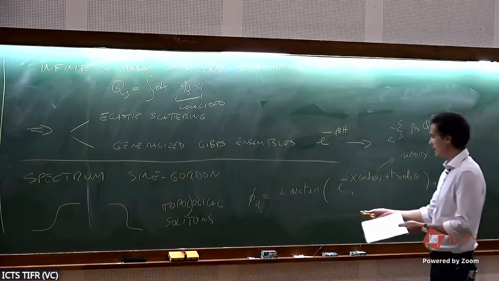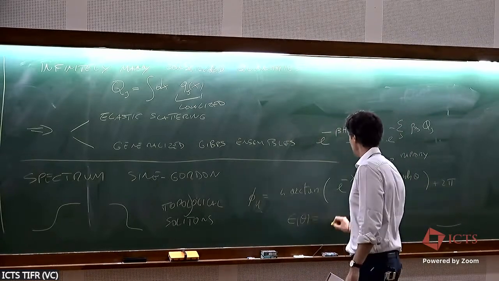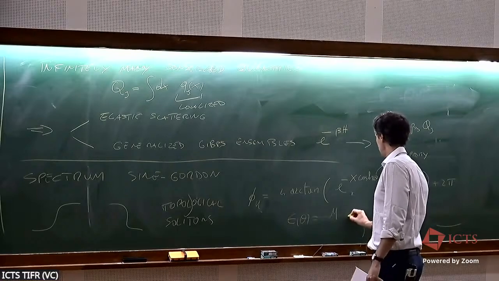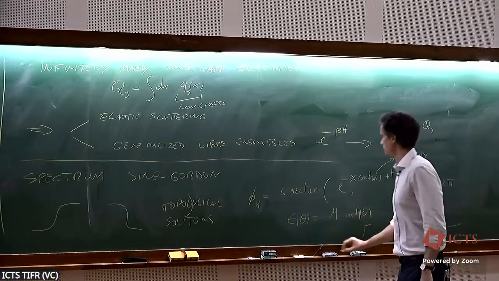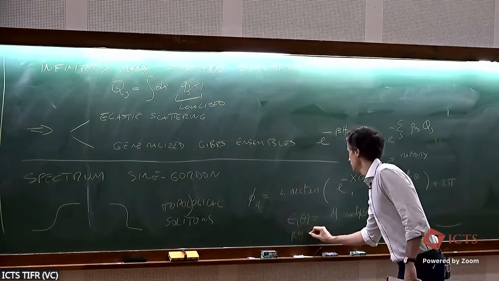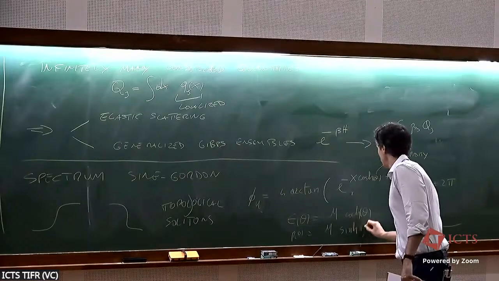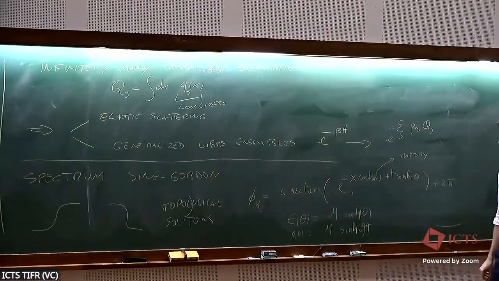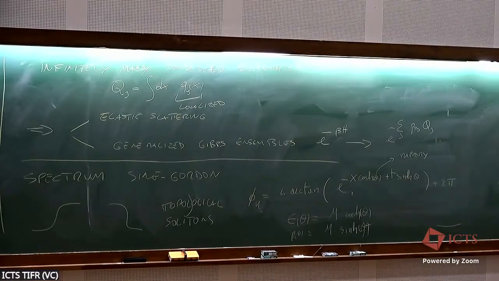And of course, this guy here has energy. In terms of the rapidity, it is just the mass of the soliton times cosine hyperbolic of the rapidity, and the momentum is the mass times sine hyperbolic of the rapidity. If you change variable, you get again the same relativistic expression that we showed before.